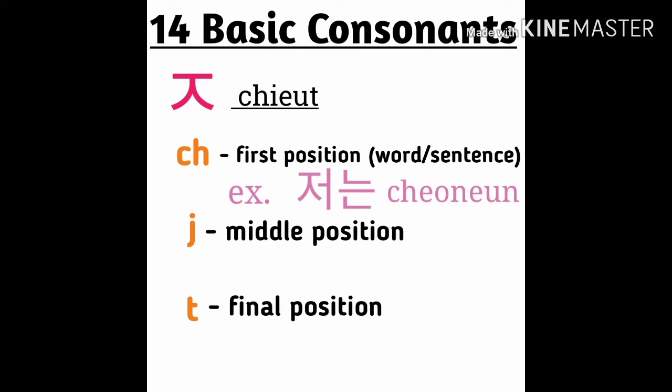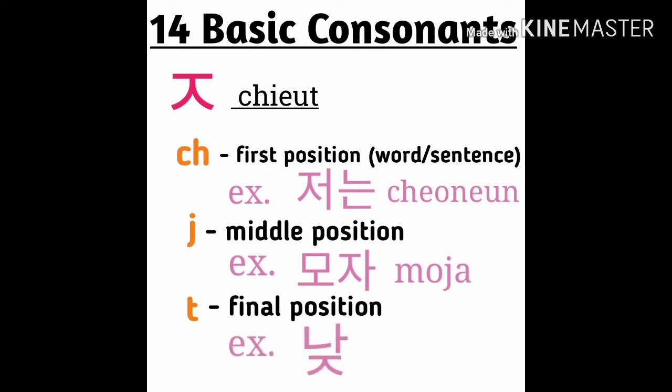Letter J. Let's say for example, the chiut is in the middle position. That's why it will be pronounced as moja. And last rule, when it is in the final position, it will sound as t, letter T. In this example, chiut is in the final or last position. So we will pronounce this word as nat.